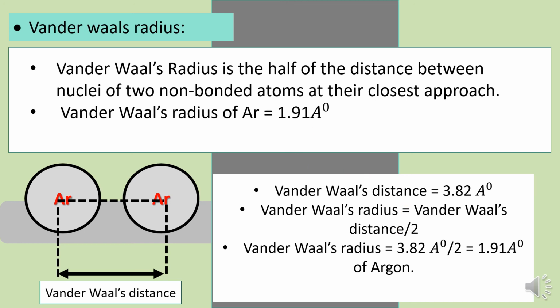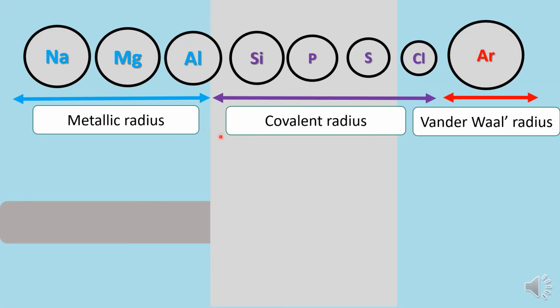Here you can see in this diagram that sodium, magnesium and aluminium form metallic bonds. This is why these three atoms have metallic radius. Silicon, phosphorus, sulfur and chlorine form covalent bonds, due to which these four atoms have covalent radius. Argon forms Van der Waals bonds. So the argon radius is larger as compared to the other elements in the period.